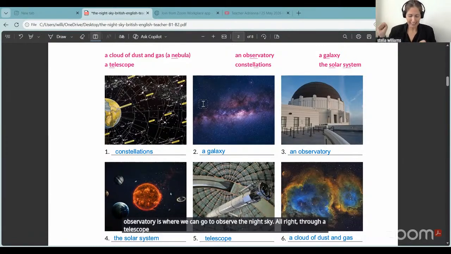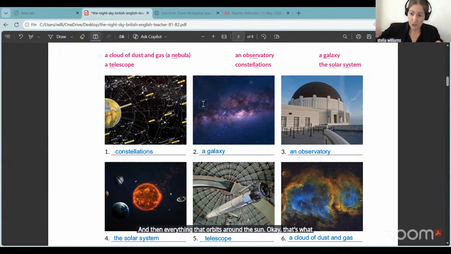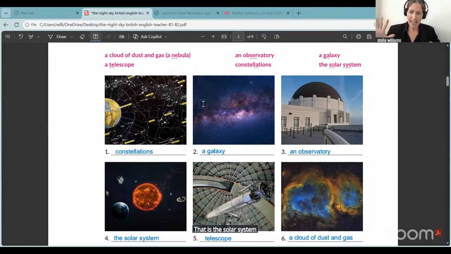And then number 3, an observatory is where we can go to observe the night sky, all right, through a telescope, okay? Number 4, the solar system we can refer to as the sun, and then everything that orbits around the sun. That is the solar system. And then number 5, a telescope, which you use to view the stars with, to bring things closer to you, to see it when it's so far away.